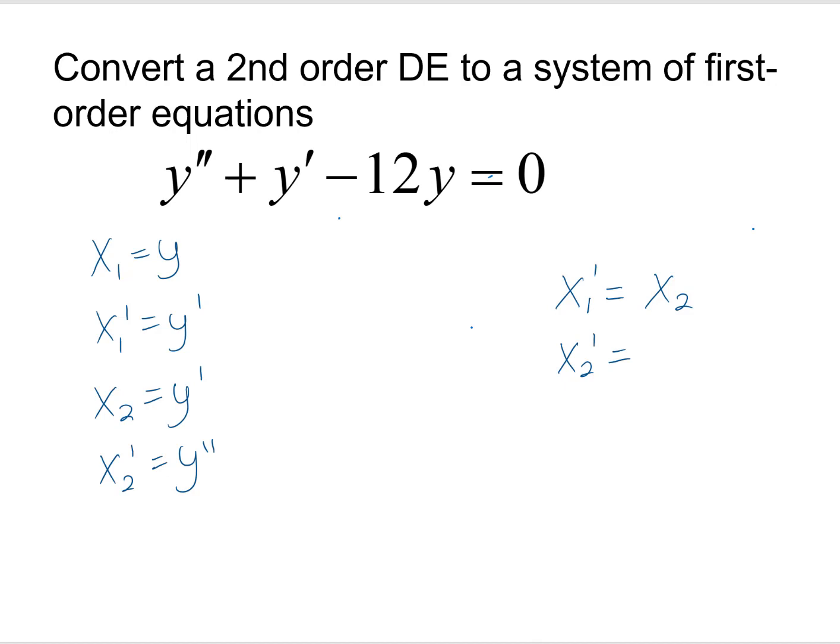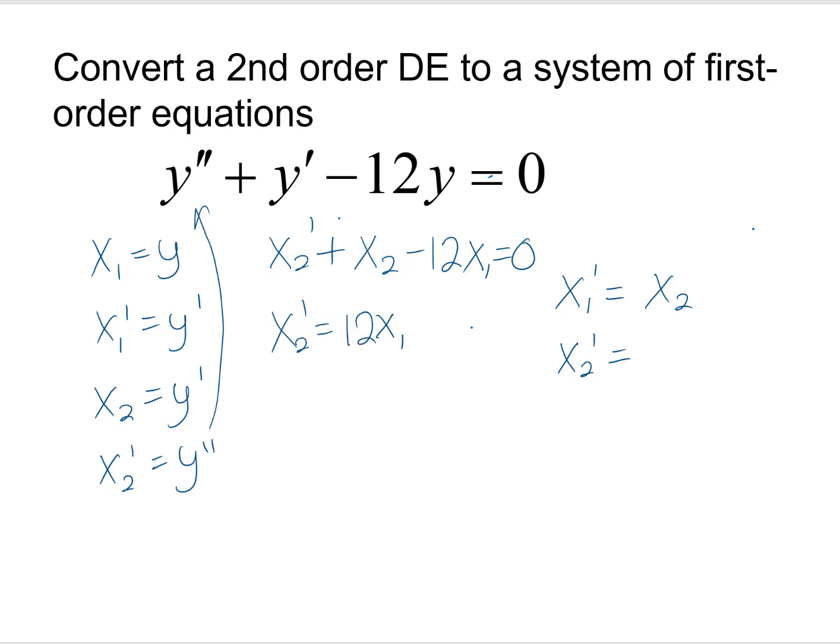But x2 prime is going to come from subbing these x variables in the differential equation and solving for x2 prime. So y double prime is x2 prime plus y prime is x2 minus 12y, and y was x1 equals 0. So now we're going to solve this for x2 prime by moving the other two to the other side. I'm going to write the x1 one first when I move it over, and then the x2 one, because when I put it in the system I want it in order, so when I write down this matrix I can easily see and have it in the right order.